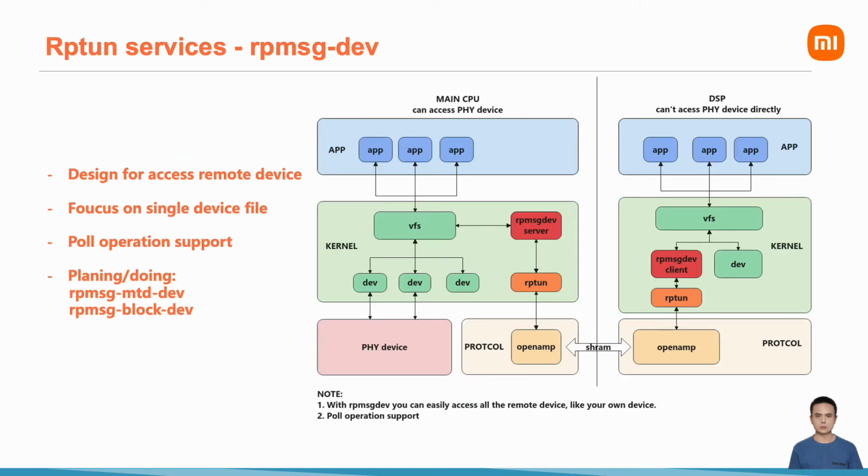rpmsg device. This is designed for access remote device. It is the same as rpmsg-fs, but focuses on a single device file. The important thing is poll operation support. Furthermore, we are now planning rpmsg MTD device and rpmsg block device.